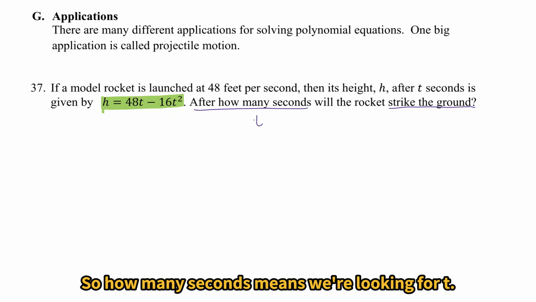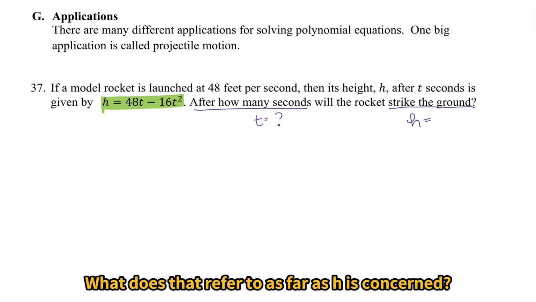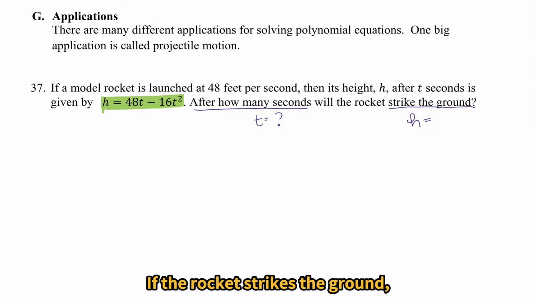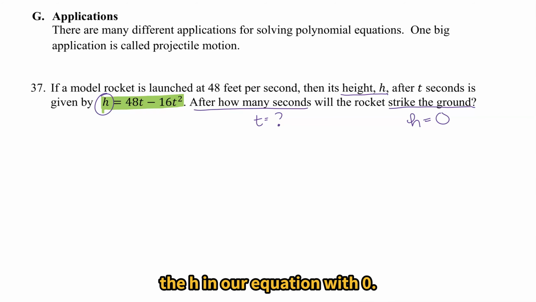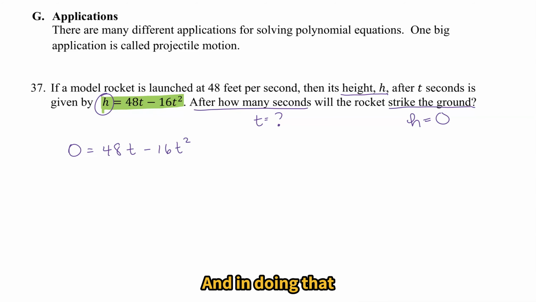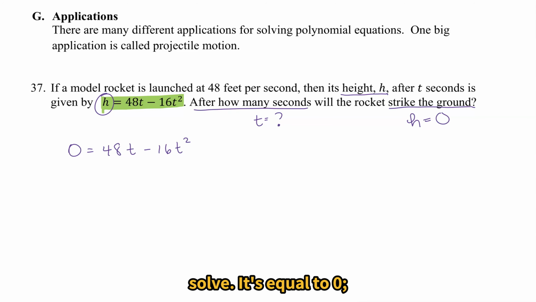So how many seconds means we're looking for t. We're looking for the variable t. And the rocket striking the ground, what does that refer to as far as h is concerned? If the rocket strikes the ground, its height would be 0. So we're going to take 0 and replace the h in our equation with 0. And in doing that, we now have a polynomial equation that we can solve. It's equal to 0. We're going to try to factor it.